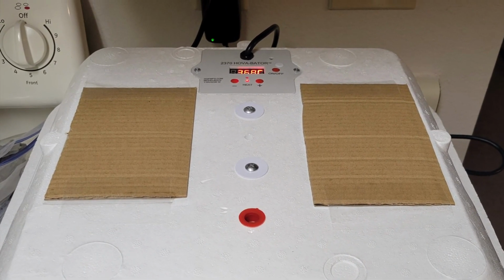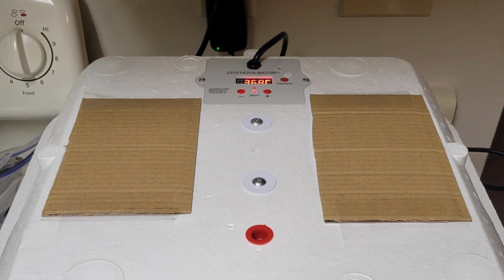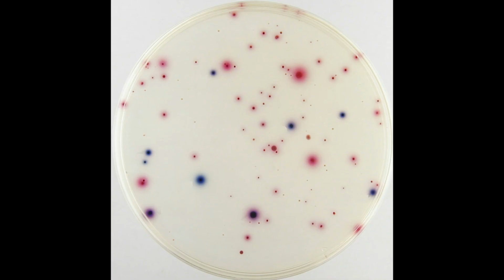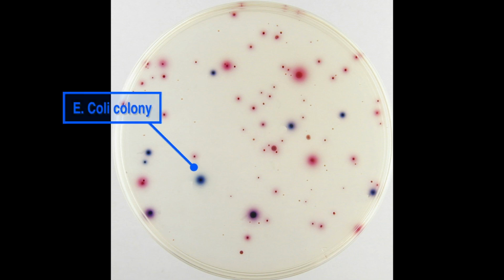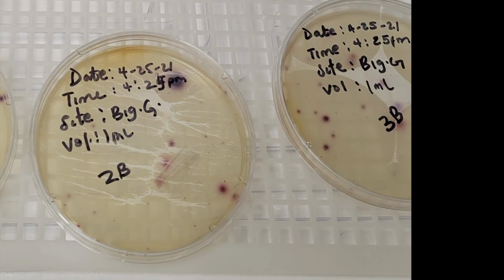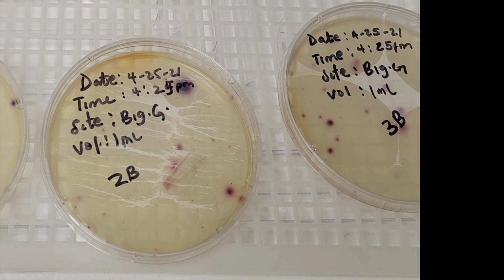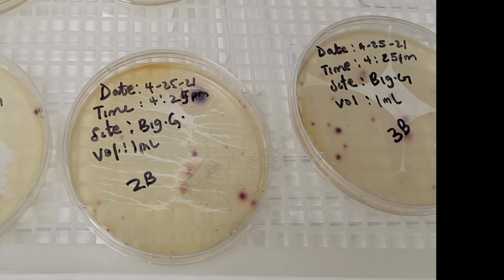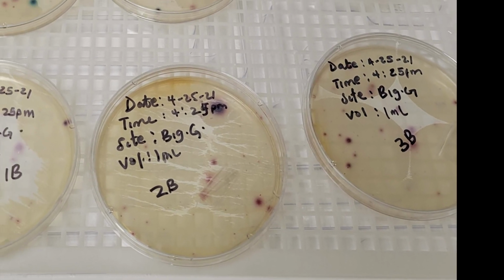to 48 hours. The developed colonies will then appear either a dark bluish purple color, indicating they are an E. coli colony, or they will appear a pinkish red color, indicating they are another type of coliform bacteria. We then count the number of E. coli colonies and the other coliform colonies to get an average of the 3 samples to help us determine the bacteria concentration of the whole body of water.